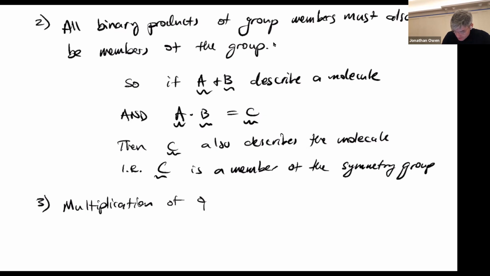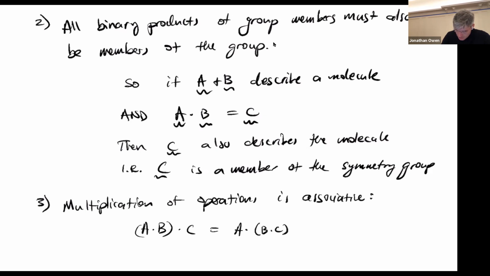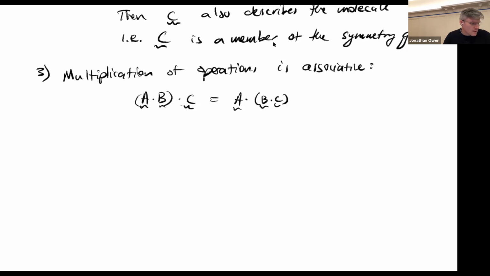Multiplication of operations is associative. In other words, A times B times C is equal to A times B times C. And the last one is that every operation has to have an inverse, which is also a member.